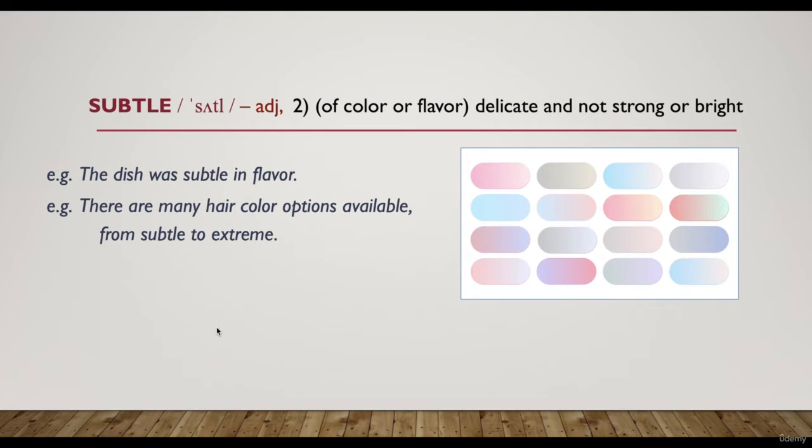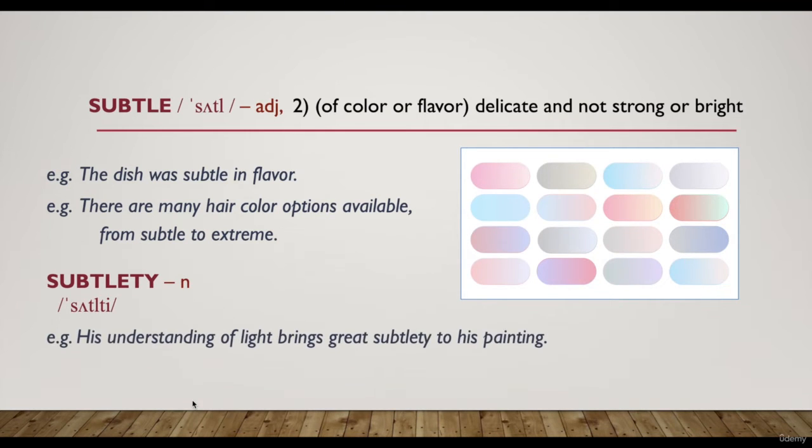There are many hair color options available, from subtle to extreme. So there are different colors, and they can be not very strong, or they can be very bright. Subtlety is the noun form. For example, his understanding of light brings great subtlety to his painting. Because he understands light very well, in his painting you will see that the light is not very strong, it is not very bright, it's very nice to look at.